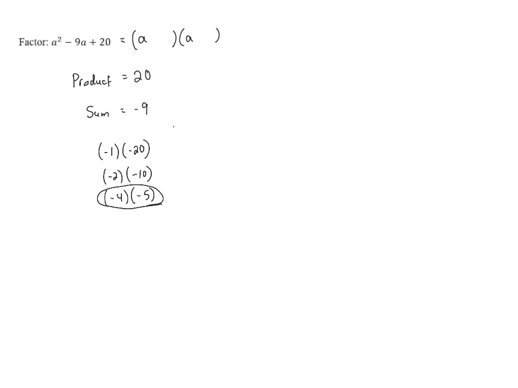So those are our constant terms, -4 and -5, which means that our factorization is going to be a minus 4 times a minus 5. And that's our final answer.